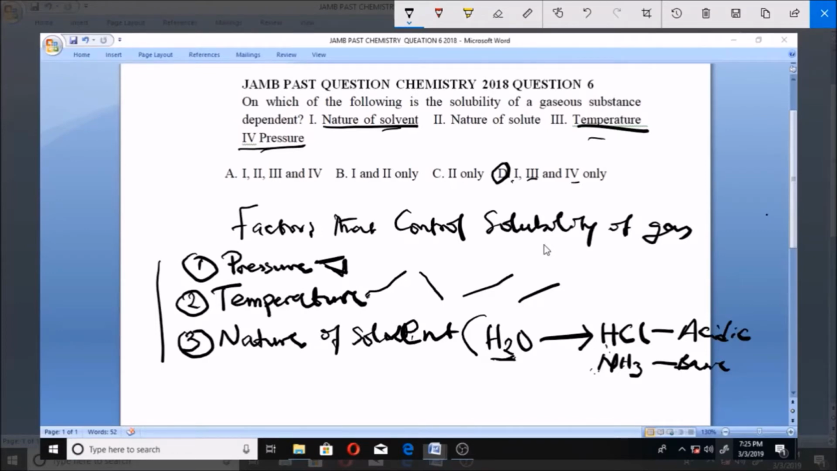Provided you already have a solute, in this case the gas, the solubility will now depend on these three other things: nature of solvent, temperature, and pressure. So the right option is D.